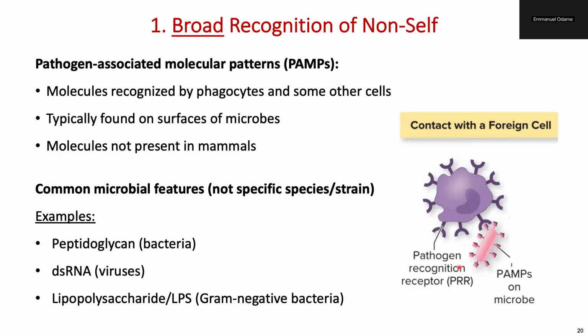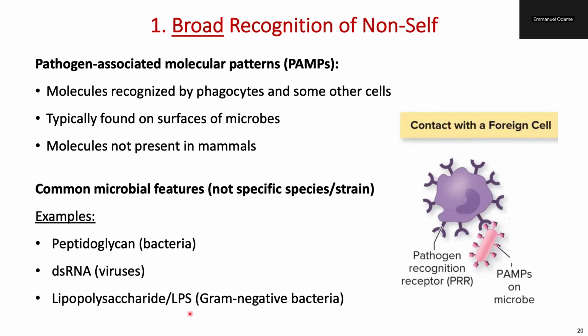So the foreign organism or the foreign pathogen which is coming within you have other molecules present on their surface. These molecules or surface proteins are not present already within us, so it's easy for the immune system to recognize this, like this is not part of us. So then it means it's a foreign organism. Some of the common microbial features, which are not species specific, include peptidoglycan, which we already know is present only in bacteria. We also have double-stranded RNA present in virus.